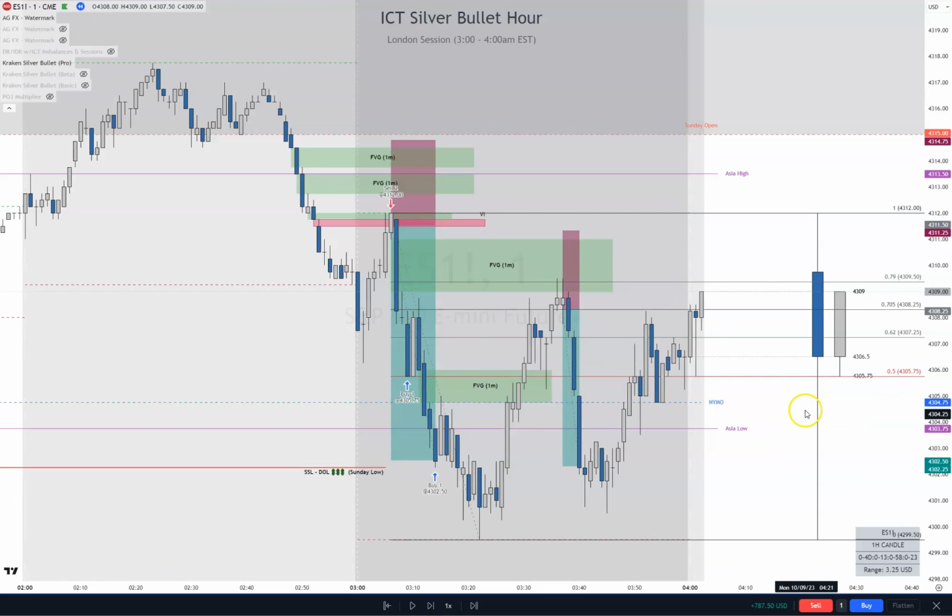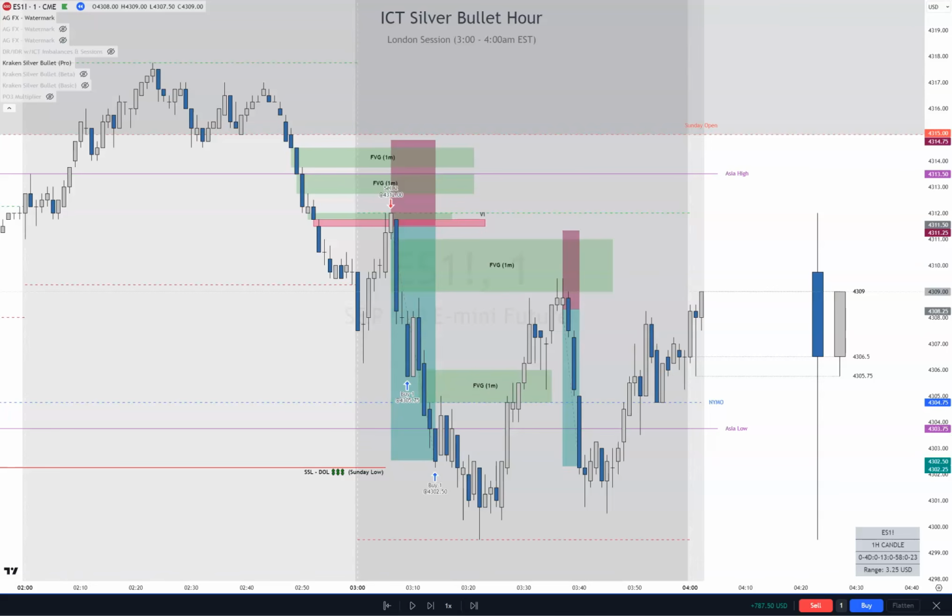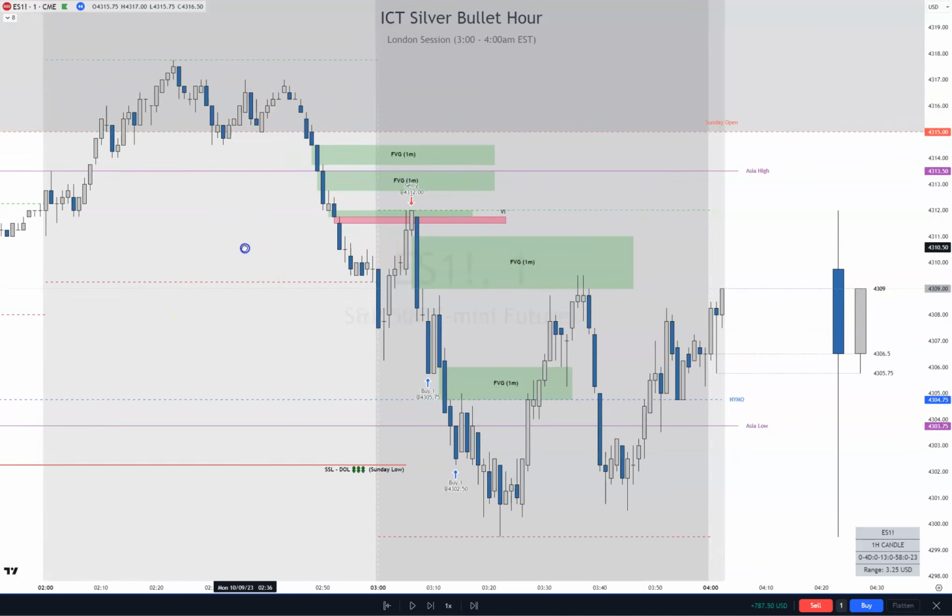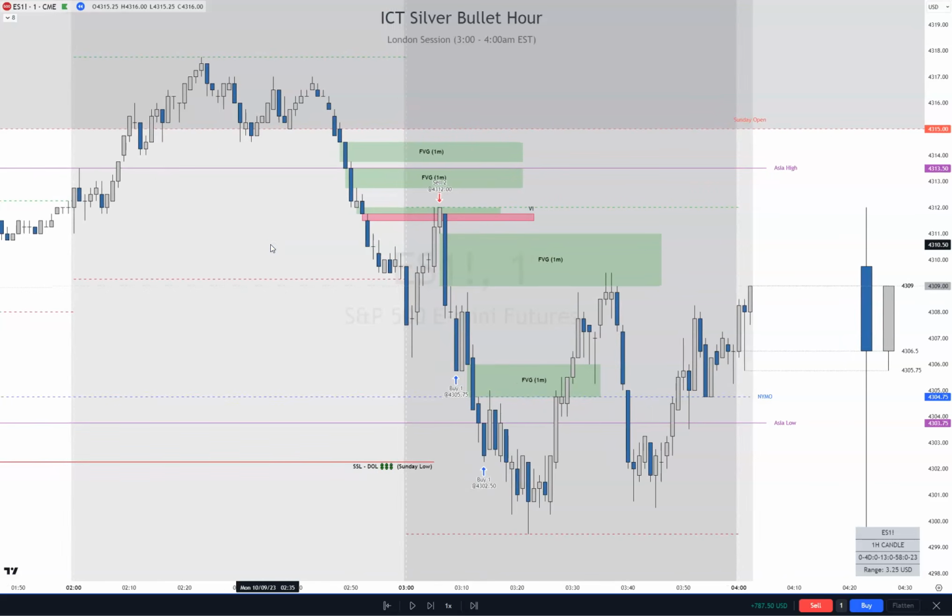So that's the power of 3 candle. Let's take off the fib here. Let's remove the 2 short entries. So what happened? We used our Kraken Silver Bullet Indicator to find out where our draw on liquidities were. We saw the Asian high was taken, so we were targeting the Asia low, and right below that we had the sell side liquidity of the Sunday low.